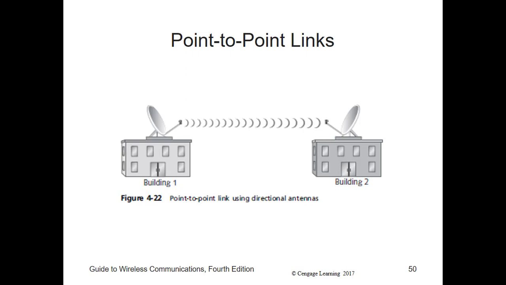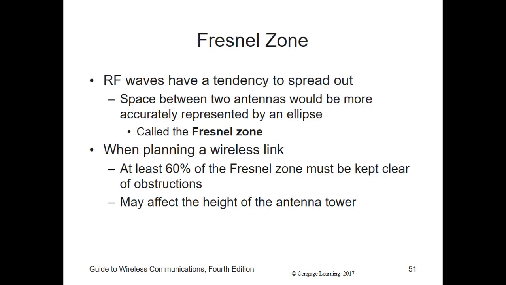Next thing we want to discuss is something called a Fresnel zone. Okay, now although the transmission path for point-to-point links is usually represented by a straight line, recall that RF waves have a tendency to spread out. Now this means that the space between the 2 antennas should be more accurately represented by something similar to an ellipse. Now, the elliptical region is sometimes called a Fresnel zone. Okay, and its shape is an important consideration in wireless links.